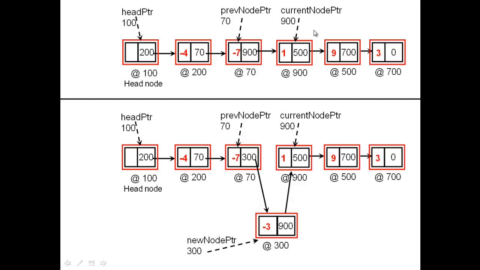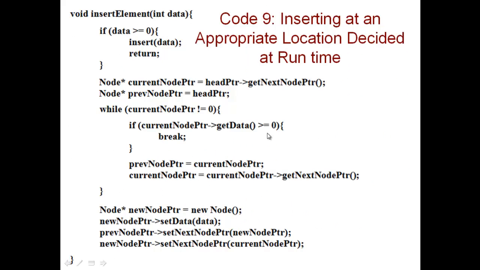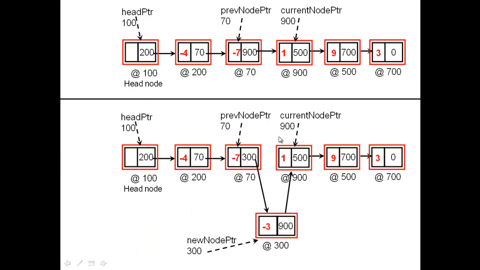And now the current node's data is 1. So that's the time to insert. So when the current node's data is 1, you break from this while loop and come out of the loop. So you create the new node.